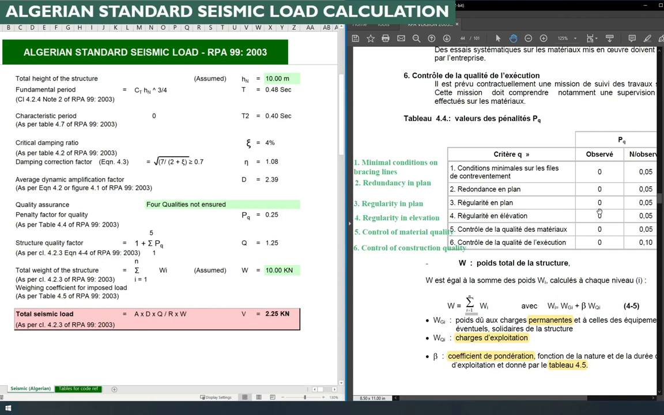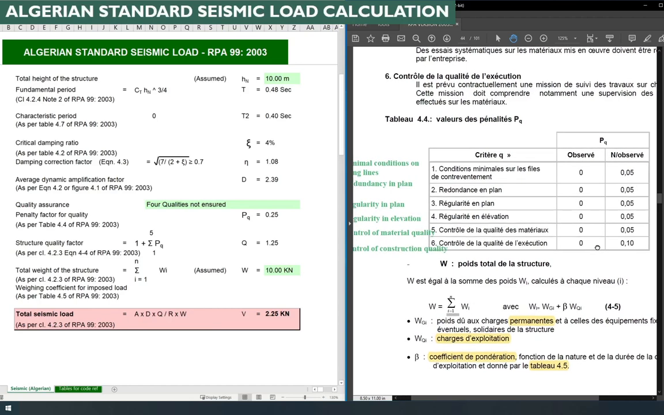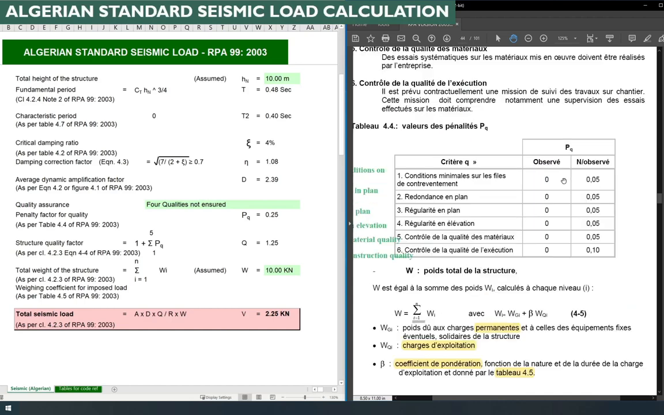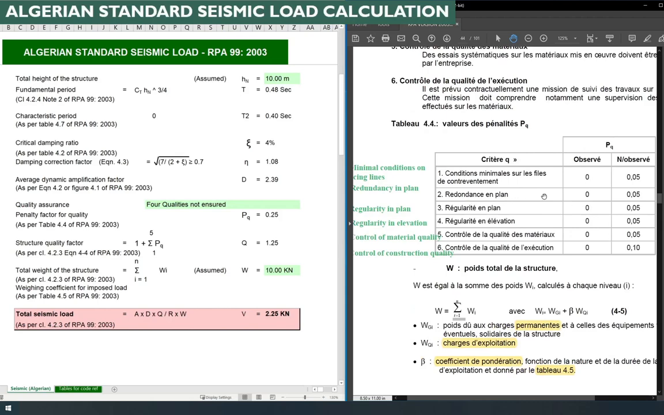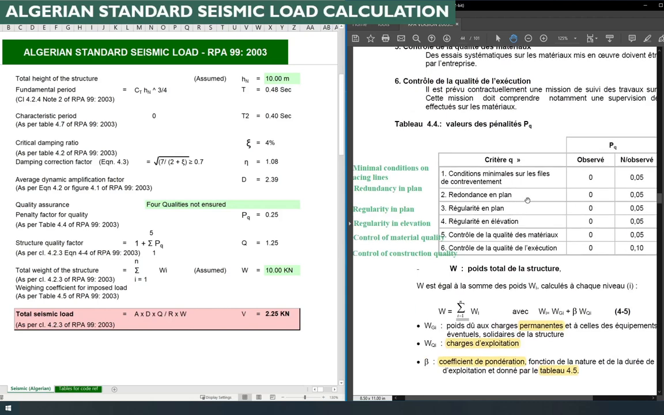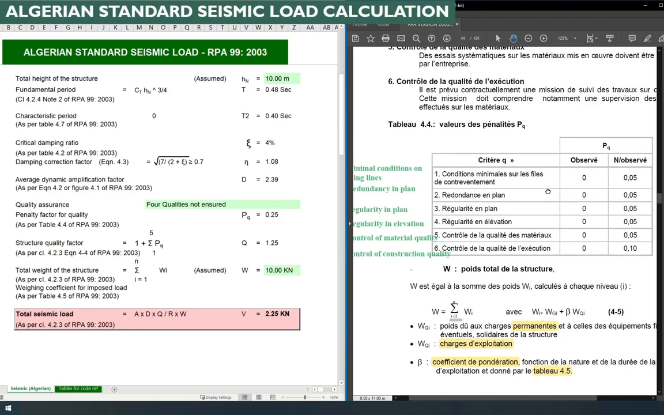Regularity in plan, if you have it, then it is zero. Regularity in elevation means it is zero. Control of materials is very good and you are maintaining very good quality material, then the observation is zero. Control of construction quality is very good and the construction is done properly, then we need not worry about that. Simply we can consider zero, and then the structural quality factor will come as 1. But in any case, if you are not following this, we need to add 0.05 and 0.05 based upon the respective conditions of not ensuring quality. We need to consider this penalty factor PQ.